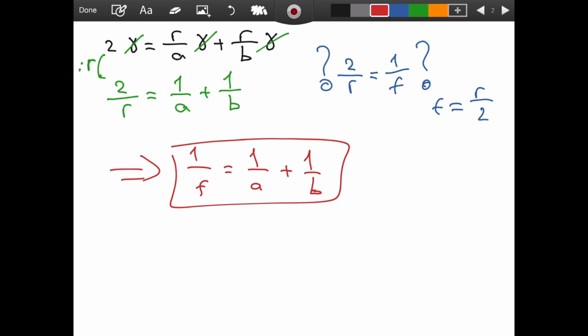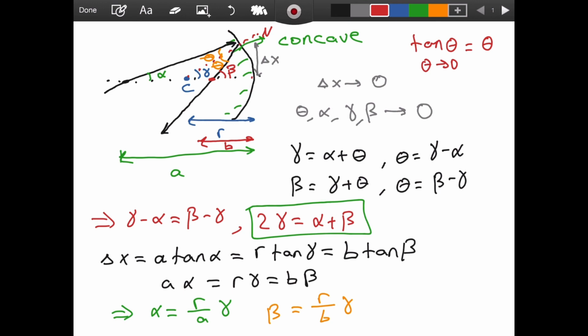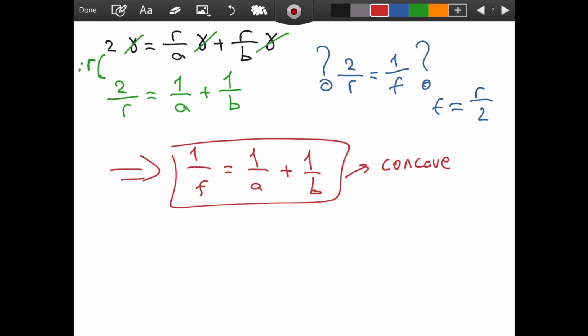But I want to add a little thing. This is the mirror equation for a concave mirror. Concave. Because remember, we started our derivation with stating that our mirror was a concave mirror. For a convex mirror, the result will be very similar, only there will be negative signs. Alright, and you might be asking, what kind of negative signs? Well, you will determine it like this.